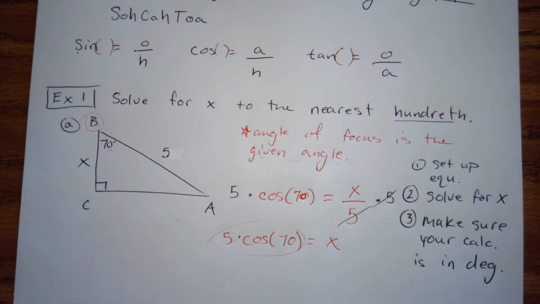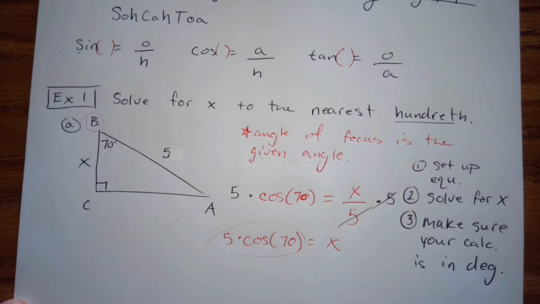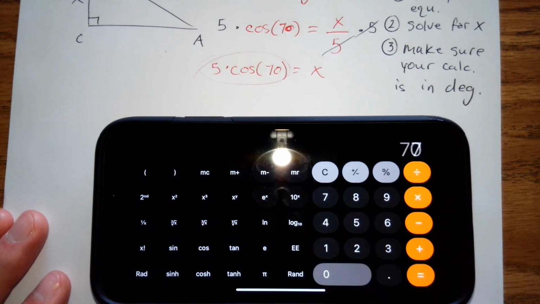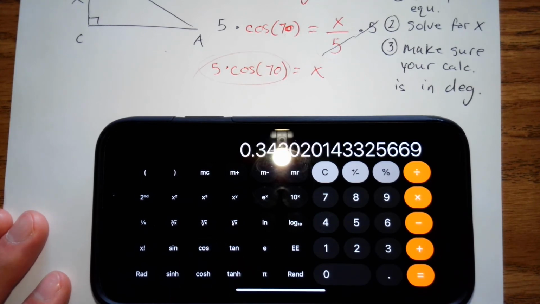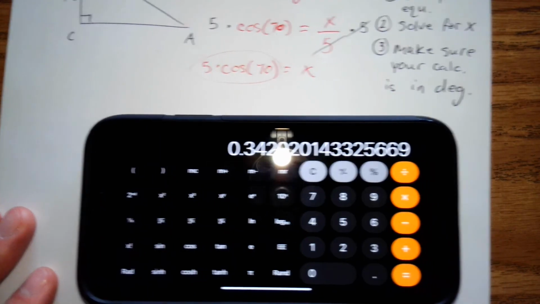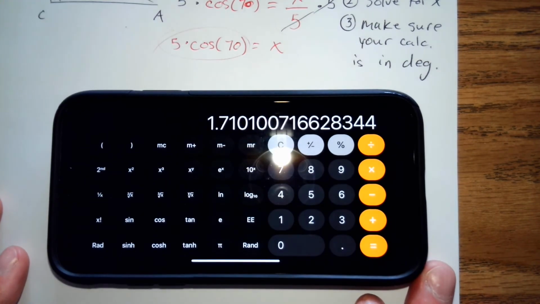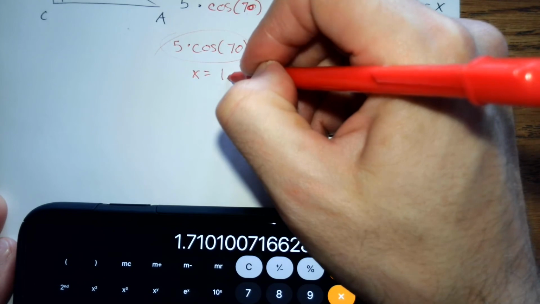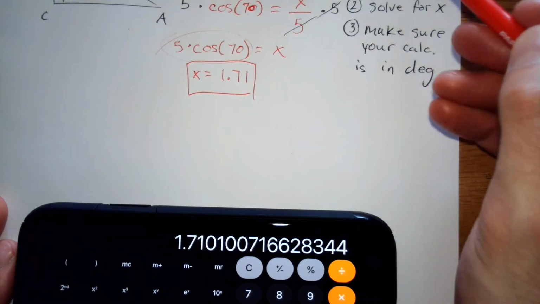So I need to type this into my calculator and write it down to the 100th place, which is 2 decimal places. What I'm going to do is type in 70 degrees first, and then take the cosine of it. So that's cosine of 70, and then multiply by 5. So times 5. Did everyone else get that, whoever's trying along? So then x equals 1.71 if we go to the 100th place.